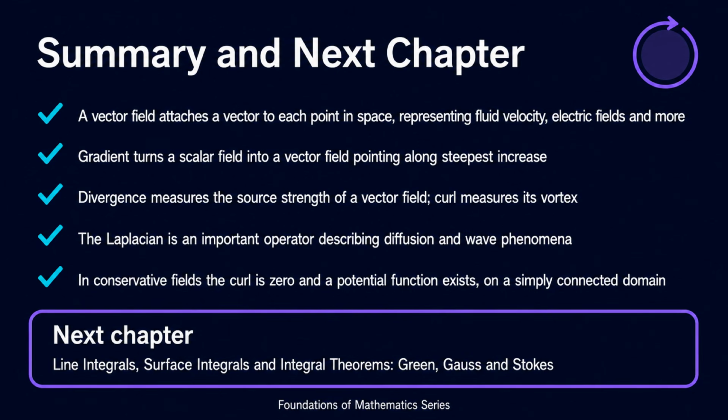In conservative fields, the curl is zero and a potential function exists, provided the domain is simply connected, and the punctured plane shows what happens when it is not. Next chapter: line integrals, surface integrals, and the three integral theorems, Green, Gauss, and Stokes, which tie divergence and curl to what happens on a boundary.